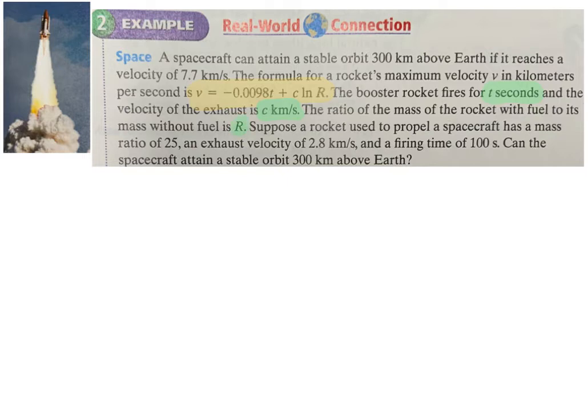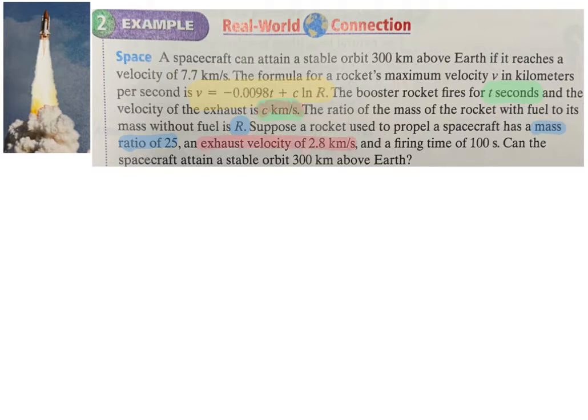Suppose a rocket, and so now they have explained everything within the formula, all right? Suppose a rocket used to propel a spacecraft has a mass ratio of 25. Mass ratio of 25. They just gave me r. An exhaust velocity of 2.8.